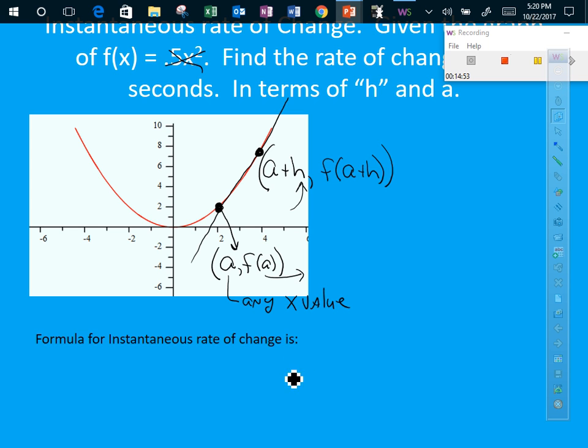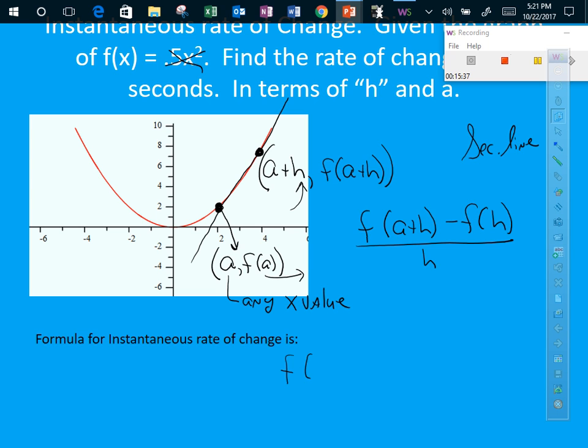I'm going to have f of a plus h, whatever that y value is, minus f of a, over a plus h minus a. That y value minus this y value over this x value minus this x value. Now, while I'm here, a plus h minus a, looks like the a's are going to cancel out, so let's get rid of those. There's the slope of the secant line.